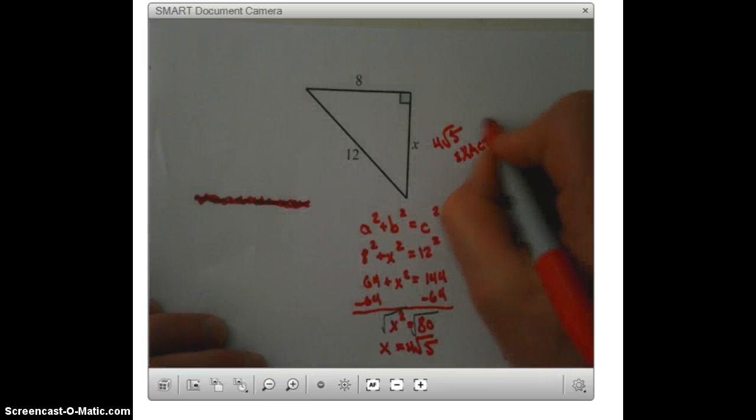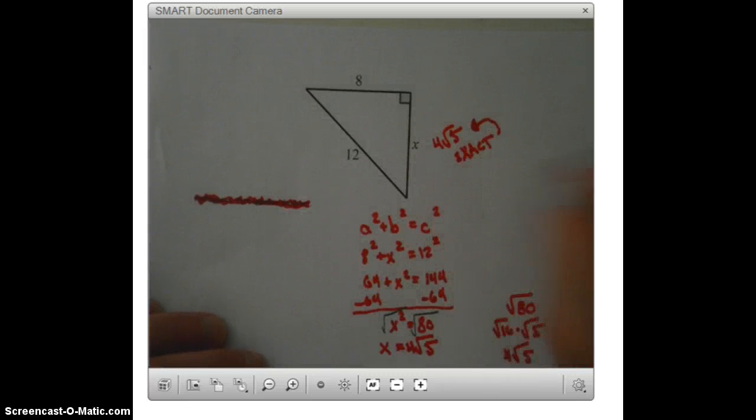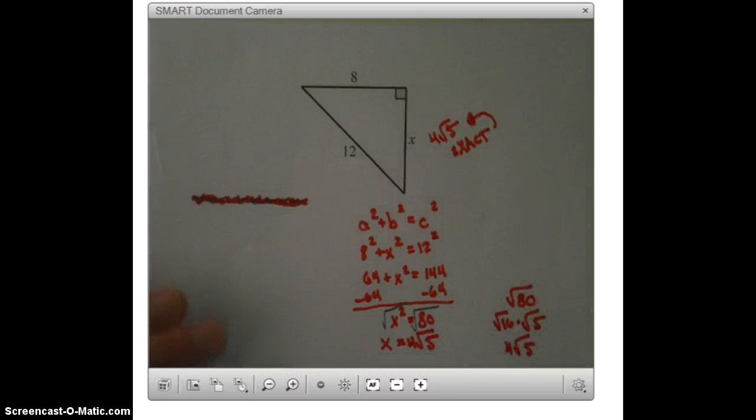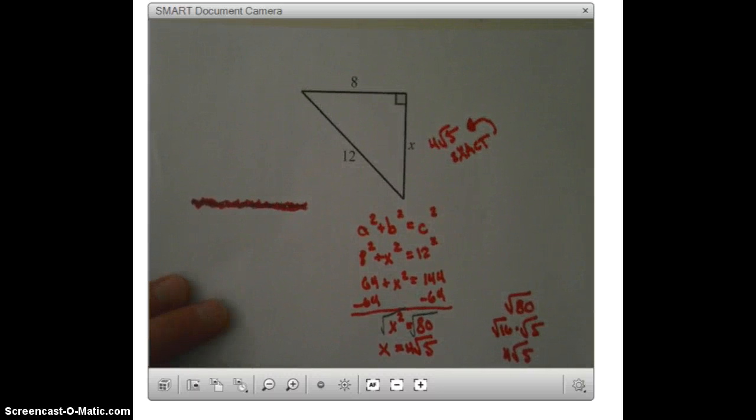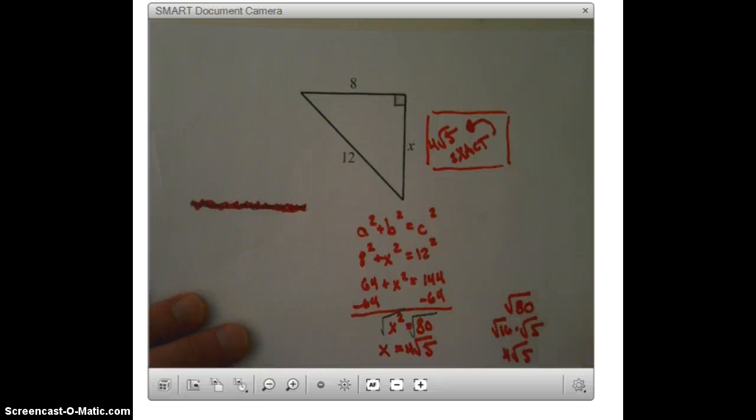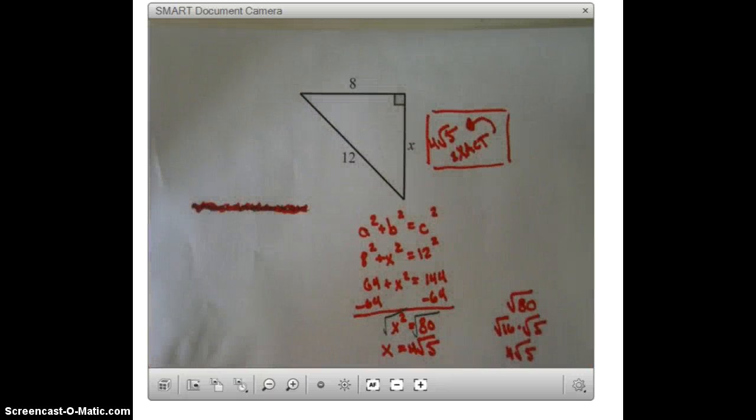We're going to talk more about what exact looks like and what approximate looks like, but if you're ever told to give an exact answer, you don't want to pop 4 root 5 in your calculator, and you don't want to pop root 80 in your calculator. You just want to simplify the radical, and however the radical simplifies, that will be your exact answer. So in this case, the leg of the right triangle is 4 root 5.